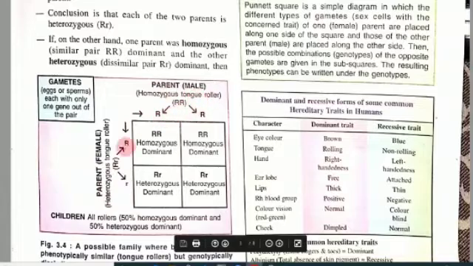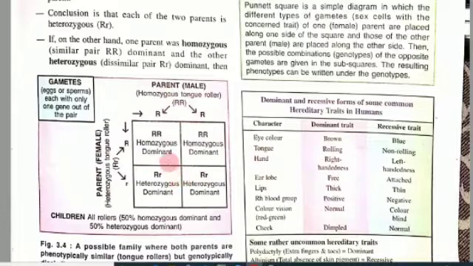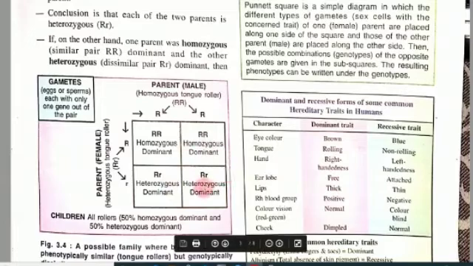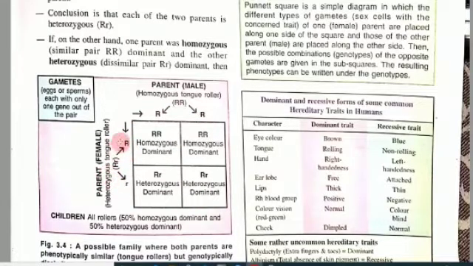parents male and female. This is one of the Punnett squares. The Punnett square is nothing but a square with either 4 divisions or 16 divisions, and outside of that square the parents, female and male, are displayed. The symbols are given here for the parents: the male parent is homozygous tongue roller, and the female parent is heterozygous tongue roller. The offspring are homozygous dominant, heterozygous dominant.